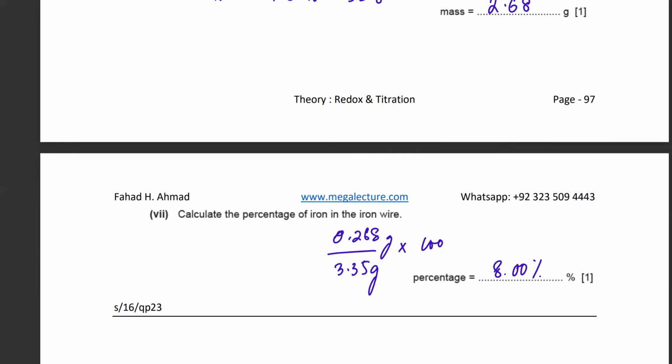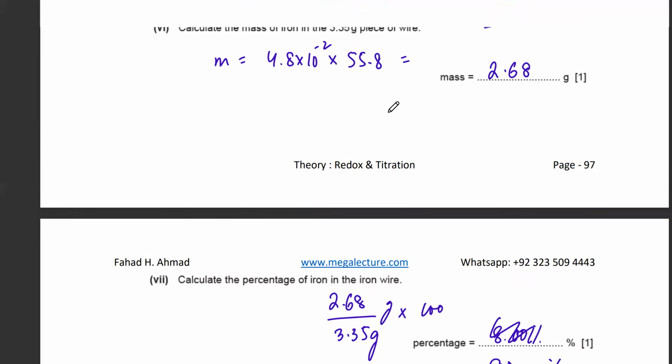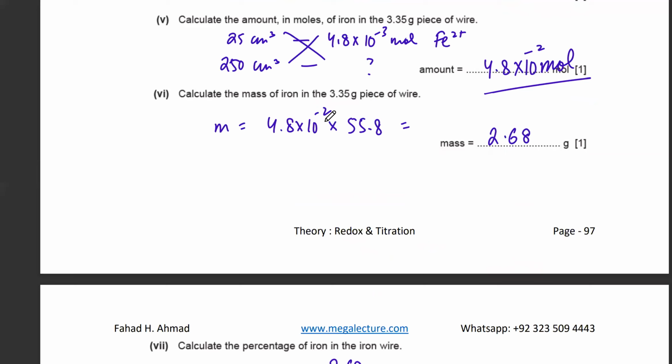And this over here would be 2.68. So 2.68, divide that by 3.35. And I get this, and I multiply it by 100. And I'm getting 79.95%, which is basically around 80%. Okay, so there's a factor of 10 that's missing. Make sure you add that. You add 4.8 times 10 to the power of -2 moles. Okay, is this clear?